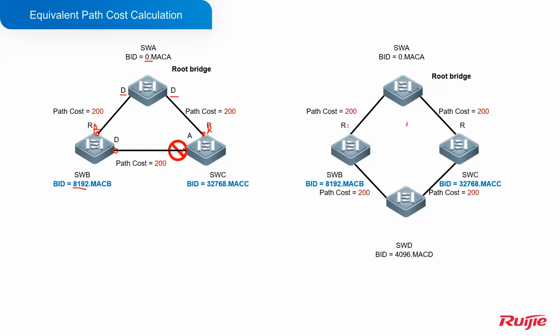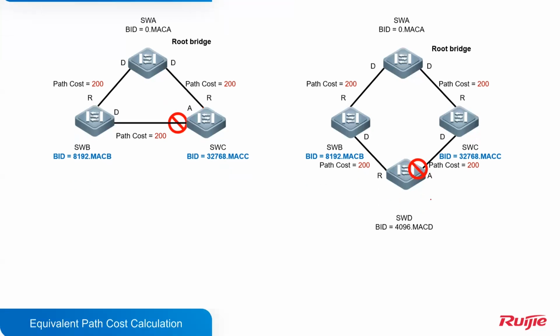So first we will compare the RPC. We find the RPC is the same, so we will compare the neighbor's bridge ID and find out, okay, SWB has a lower bridge ID. So the port on the left is the root port. And next is the election of designated ports. It's just like this, okay, designated port. So in this way, which port is blocked is obvious. The port of SWD connected with SWC will be blocked. It's the alternate port.